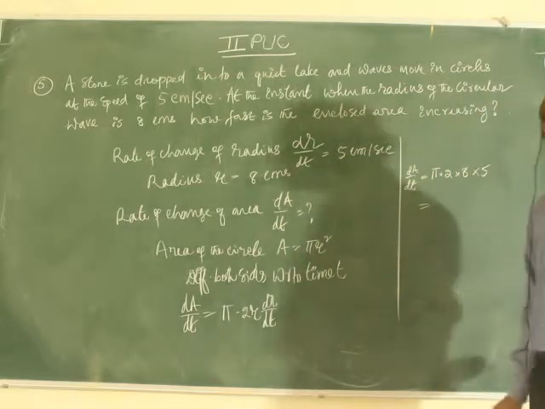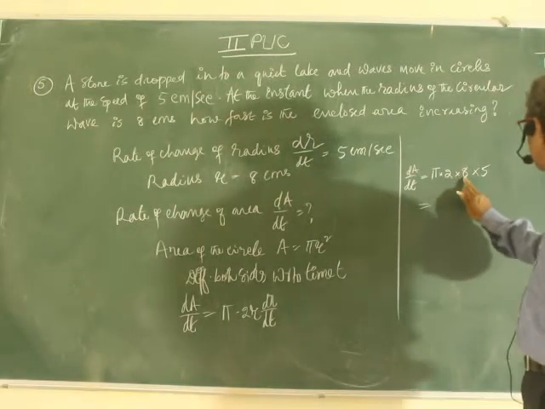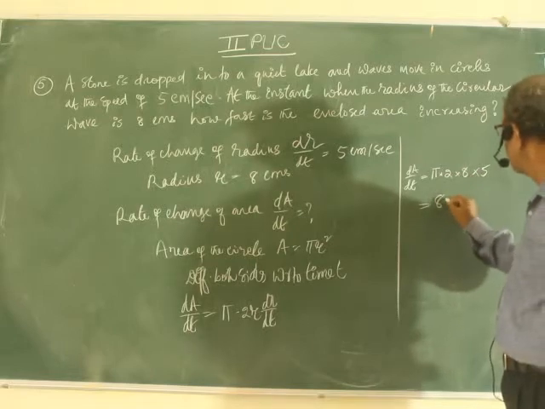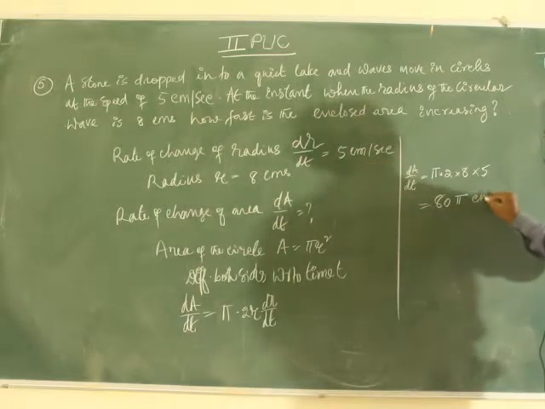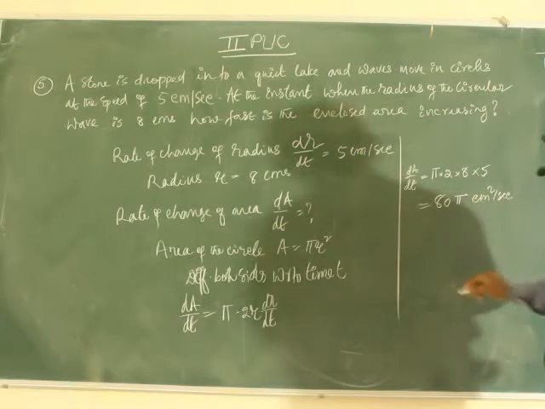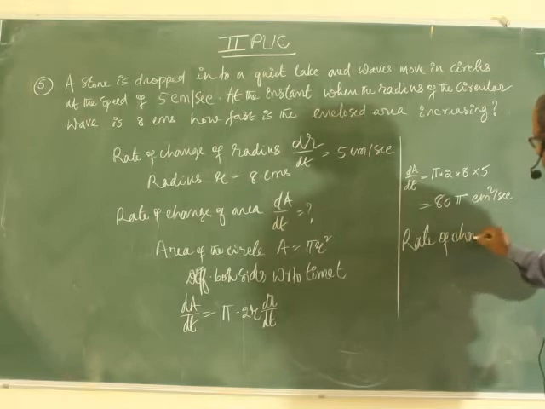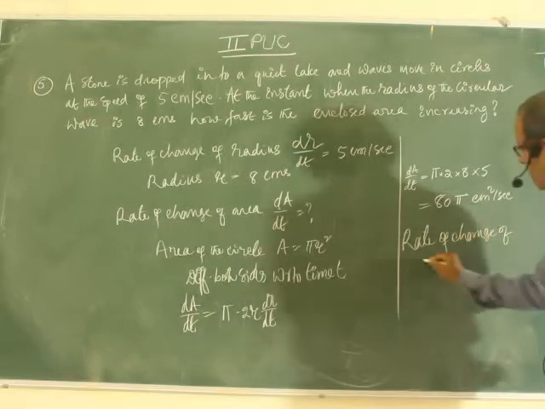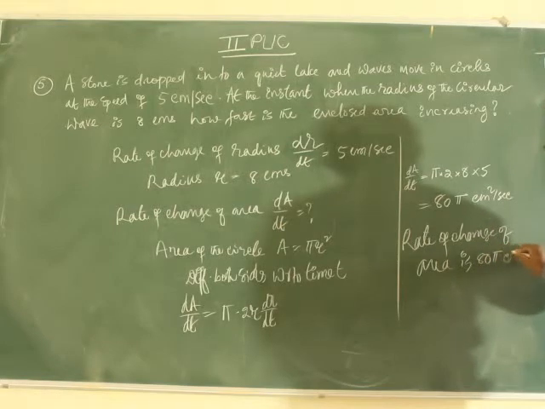So direct question, calculate the value. It is 16 into 5, 80 pi centimeter square per second. Let me write the conclusion. Rate of change of area is 80 pi centimeter square per second. Over.